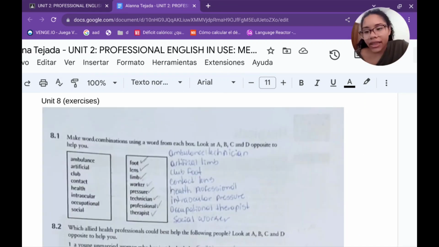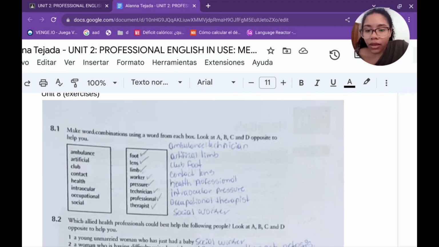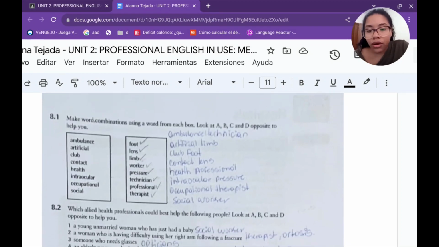Unit 8. Make word combinations using a word from each box. Look at A, B, C, and D opposite to help you. So the combinations are ambulance technician, artificial limb, club foot, contact lens, health professional, intraocular pressure, occupational therapist, social worker.